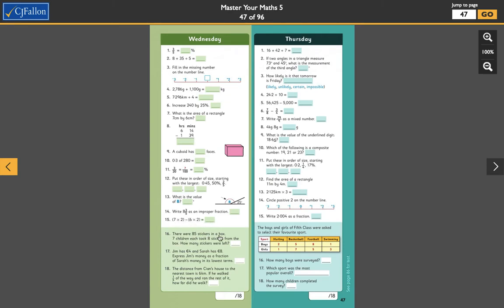There were 85 sticks in a box, 7 children each took 8 sticks from the box. How many sticks were left? So 7 children each took 8. So you have to work that out first and then see how many are left from this starting amount.